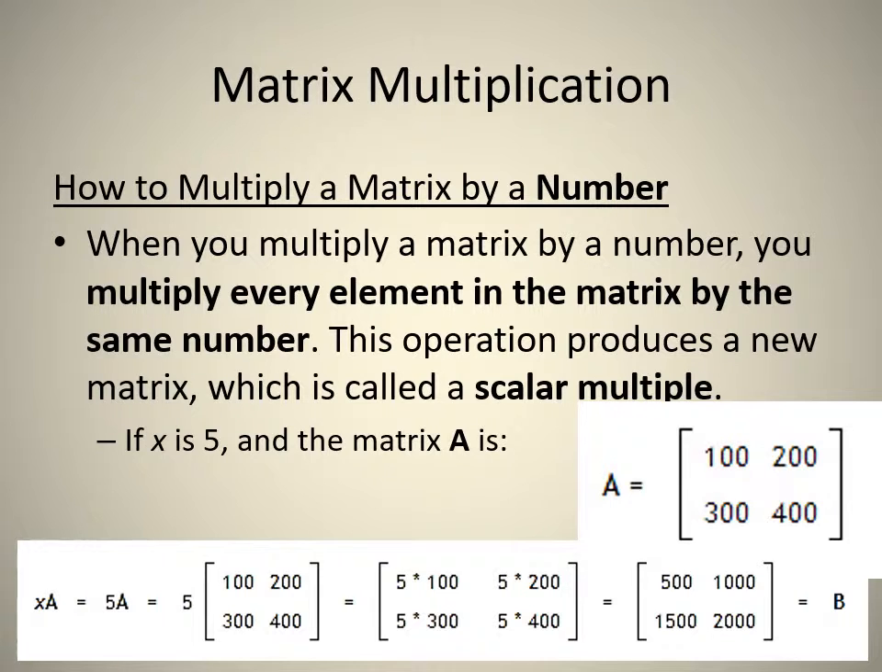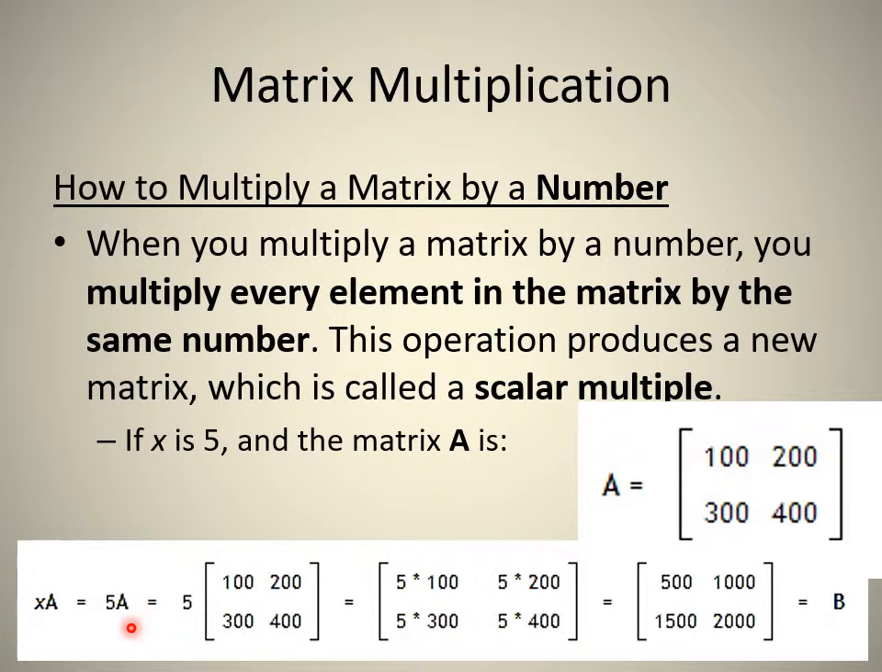Next, I would like to discuss matrix multiplication, and the first one, that's a very simple thing to do, is how to multiply a matrix by a number. We would also call it a scalar. A number in matrix algebra, a simple number, a numerical value, will be called a scalar. So how do we multiply a matrix with a scalar?